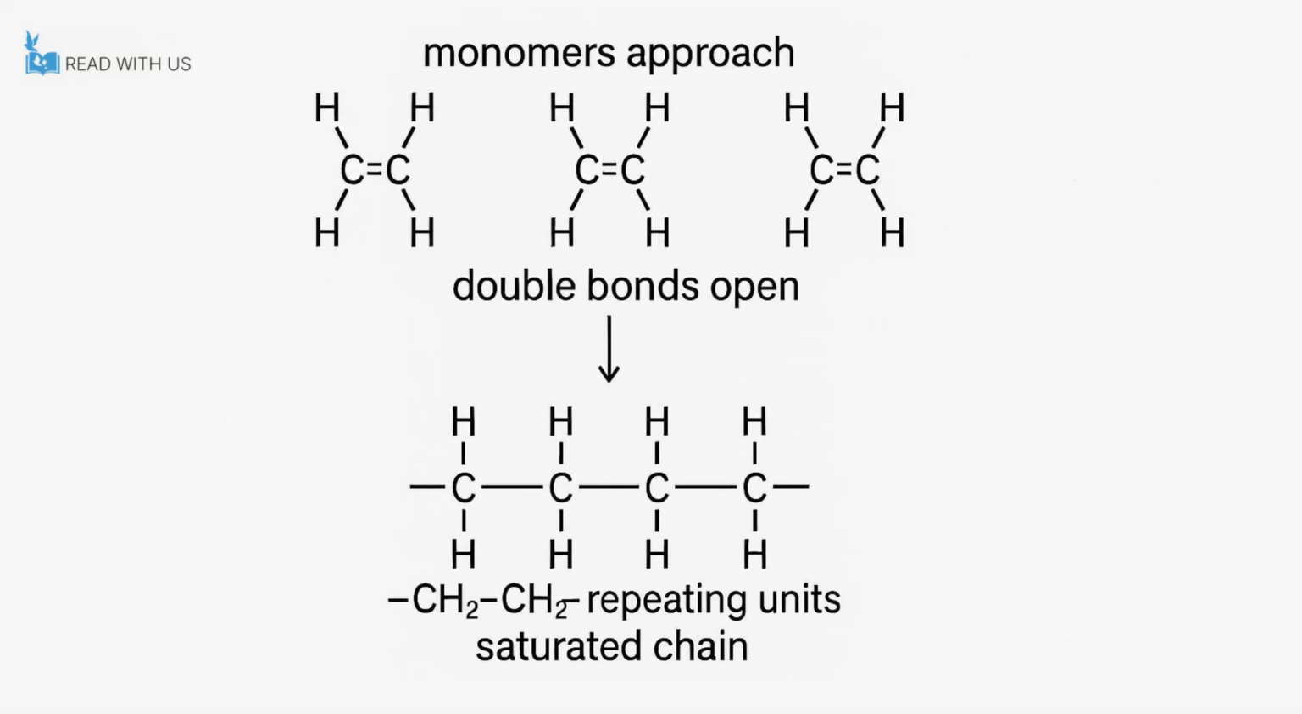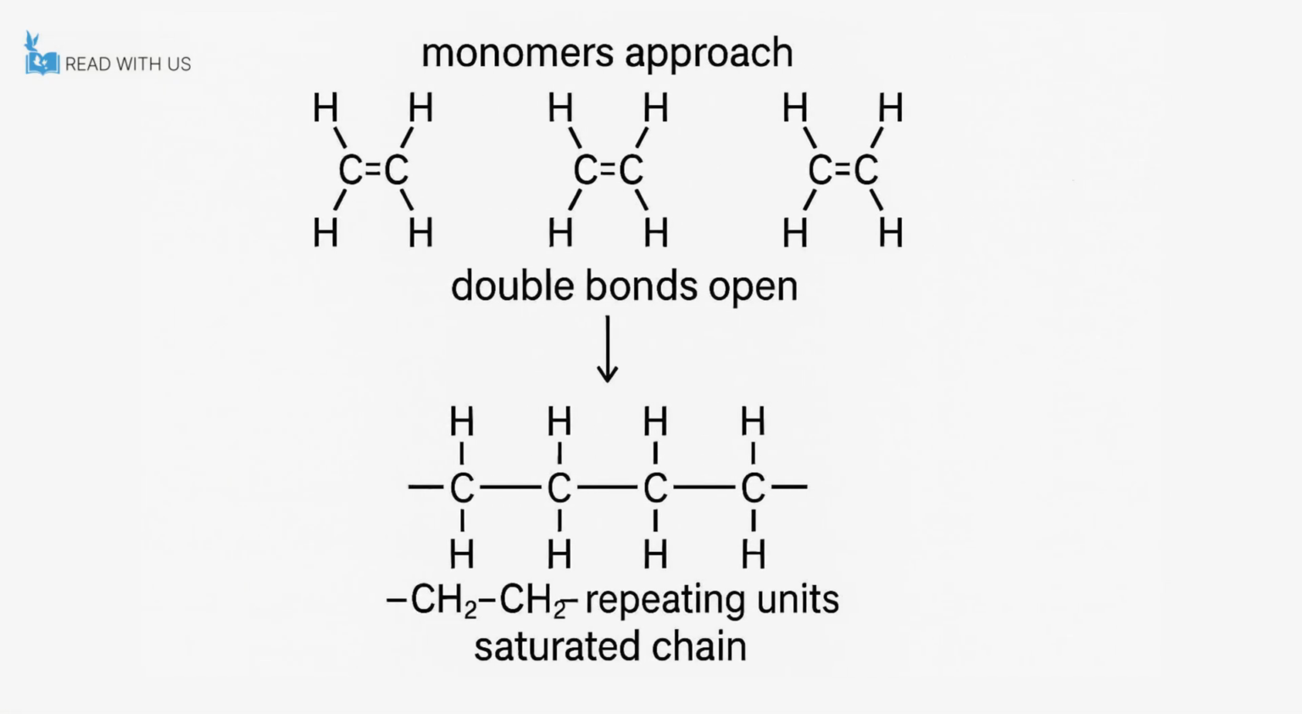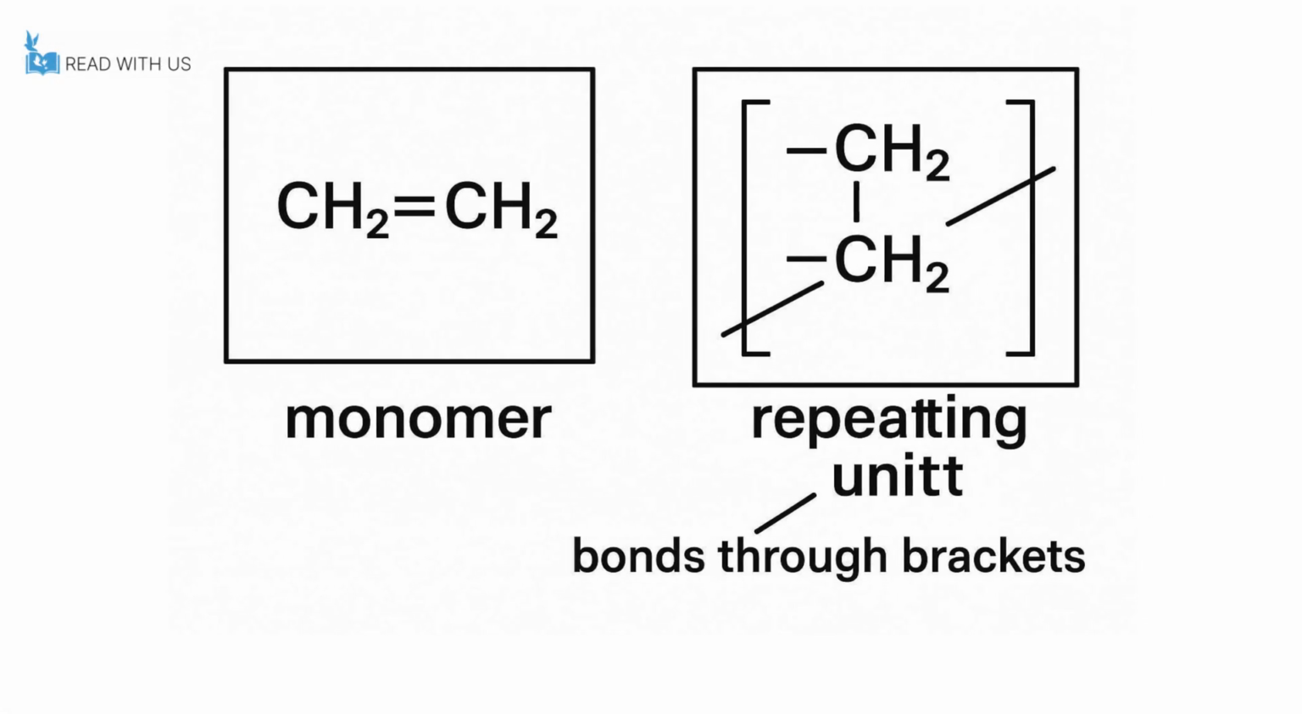3 ethene molecules are drawn approaching one another, and as the double bonds open, the carbons join to give repeating -CH2-CH2- units, forming a saturated chain. The text points to the small molecule called the monomer and to the segment in square brackets with bonds that pass through the brackets called the repeating unit that builds the polymer.